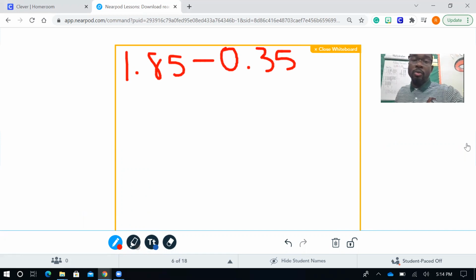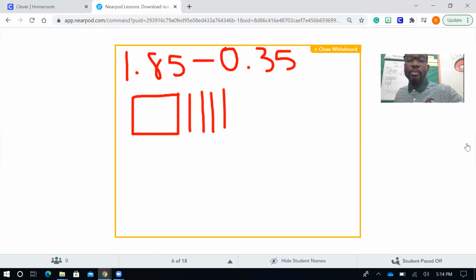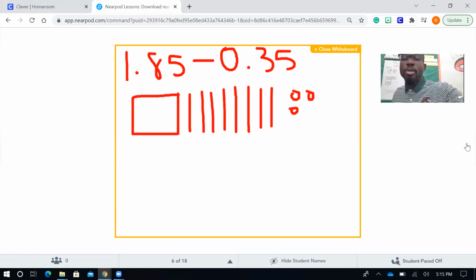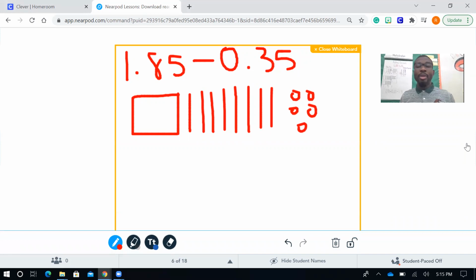So we're going to start with modeling using a flat. And we use a flat because we have the smallest place value of 100 hundredths. So we're going to have 100 hundredths that makes 1 whole, and our 1 whole will be represented as a large flat square. Now our tenths, we have 8 tenths, and each tenth is going to be represented as a stick. So we have 1, 2, 3, 4, 5, 6, 7, 8. We have 8 tenths, and then we're left with the 5 hundredths that we're going to show in circles. 1, 2, 3, 4, 5. So now we have modeled on the screen 1 and 85 hundredths.